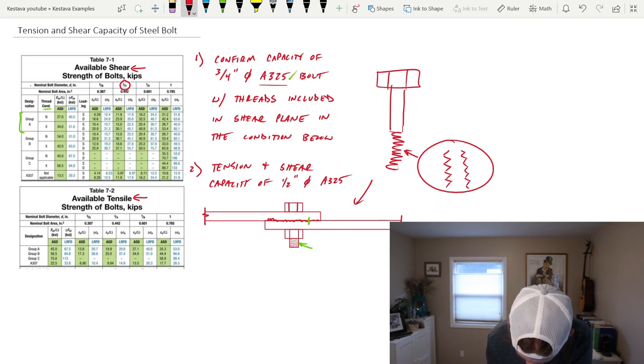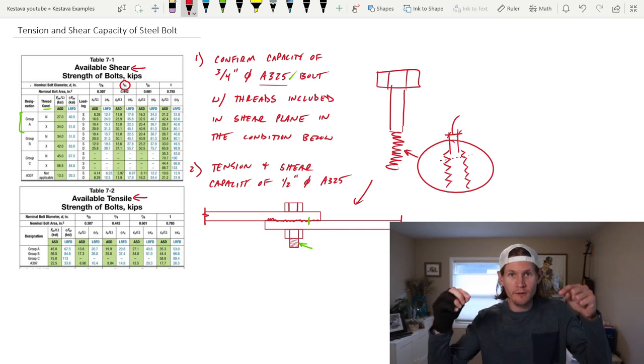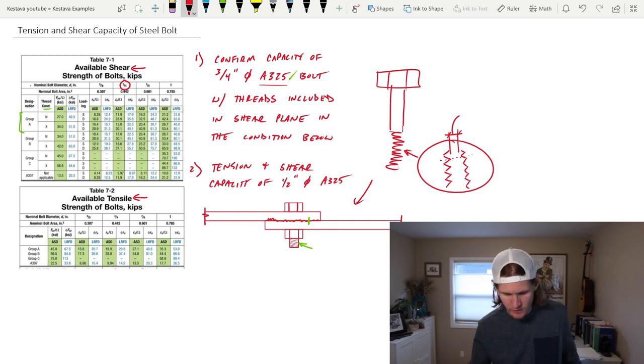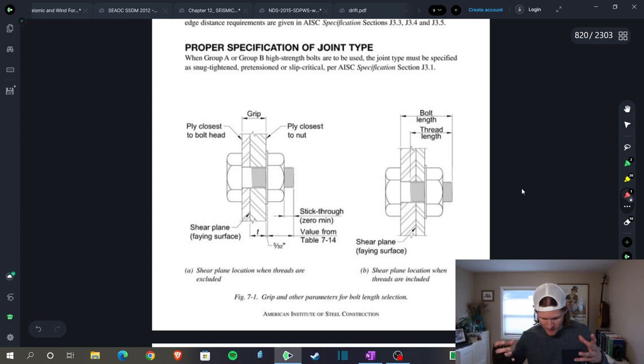What's happening here is that there is some portion of it where the area of the bolt, the surface area, is reduced where those teeth come together. So you have a reduced surface area, which means that you have a reduced capacity in shear for your bolt. So it's very important to know whether the threads are included in the shear plane or excluded from the shear plane. And all the way at the beginning of chapter 7, they actually give you a figure for just that to wrap your head around.